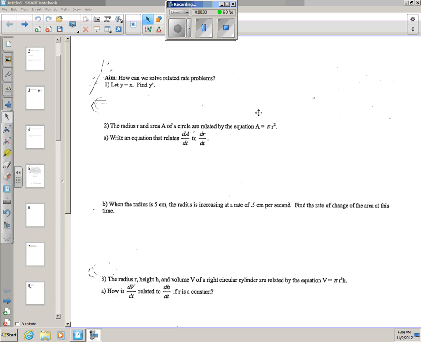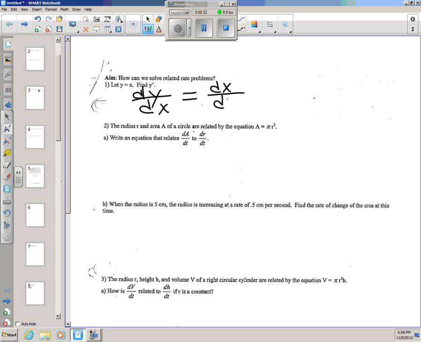Hi guys, today we're going to answer the question, how can we solve related rate problems? So let's just look back at a question we've done before, y equals x. And we're going to look at the rate of change of both sides of the equation compared to x. So for the left-hand side, I can write dy over dx, change in y compared to change in x. On the right-hand side, I'm interested in the change in x compared to the change in x. Well, that's really just going to give me 1.